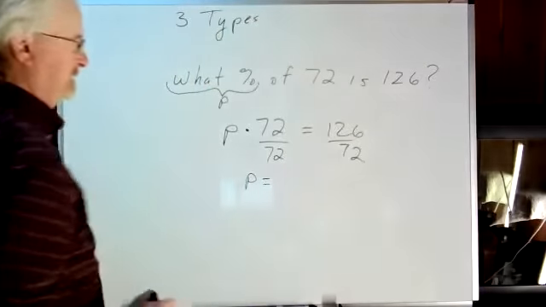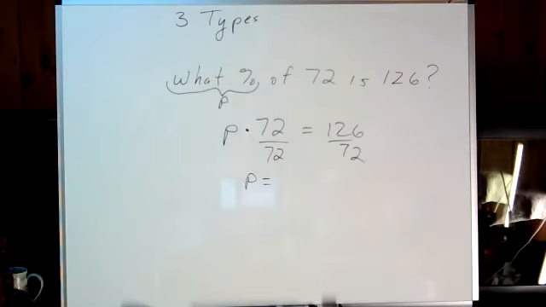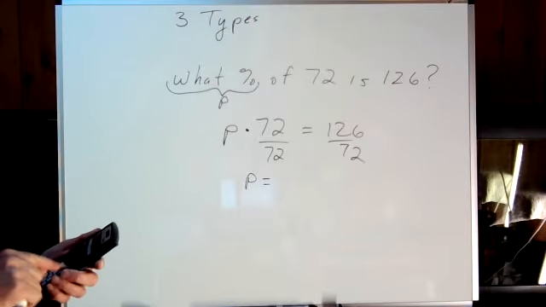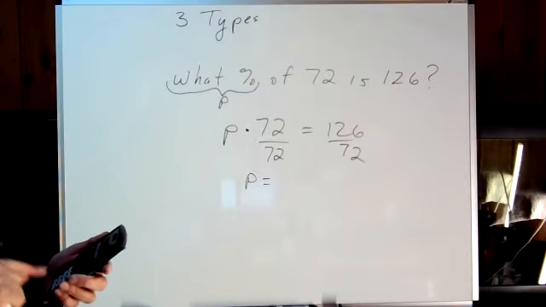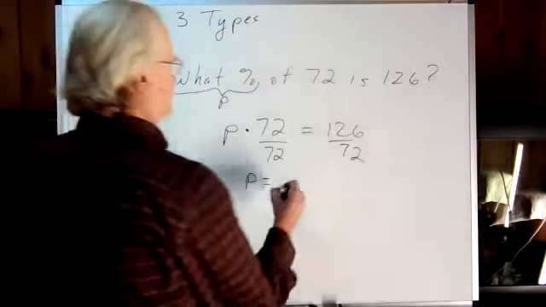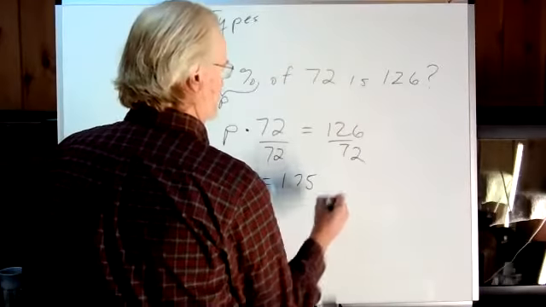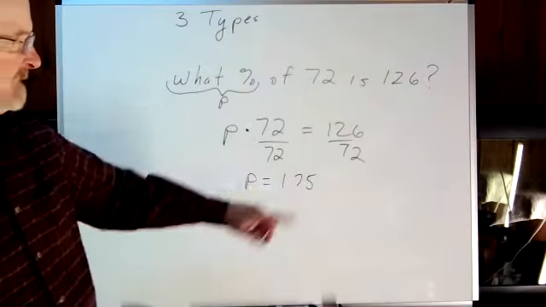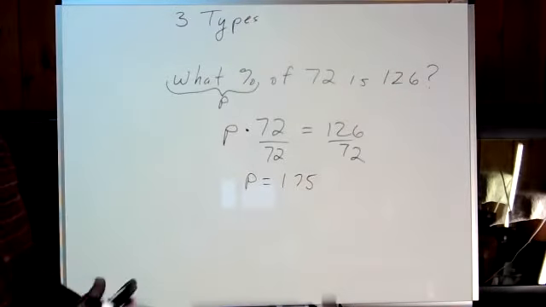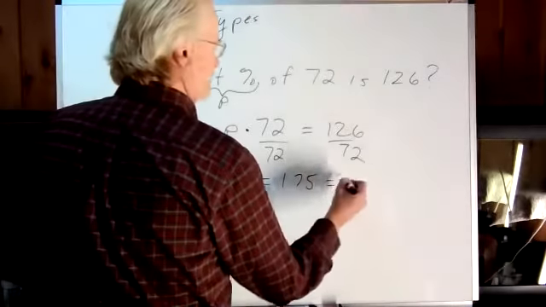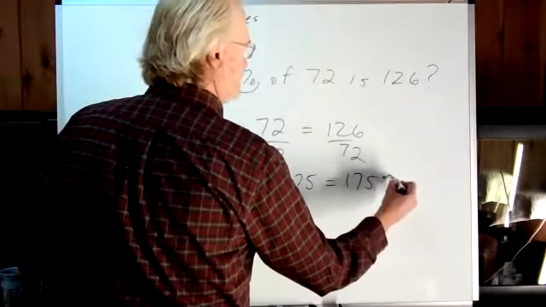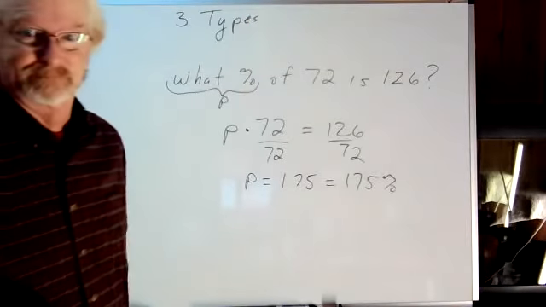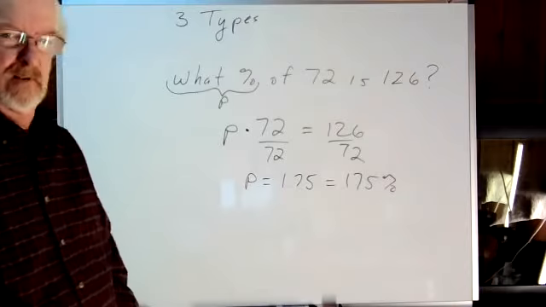Closer to 1.5 or something like that, huh? 126 divided by 72, 1.75, no. There's the decimal, that's 1.75, 1 and 75/100ths of 72. That's a percentage over 100%. There, that's all.